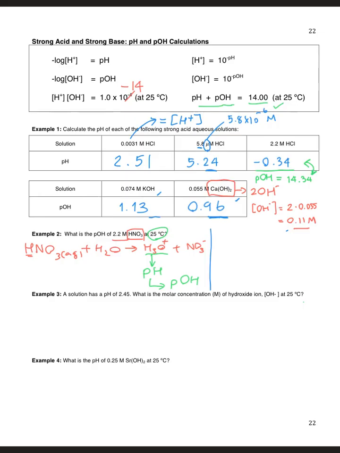So if I take negative log of these hydronium ions, then I will get pH equal to negative 0.34, and the pOH would then equal 14 minus negative 0.34, which comes out equal to 14.34.